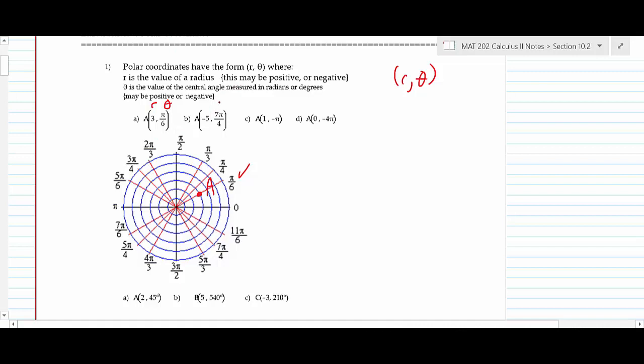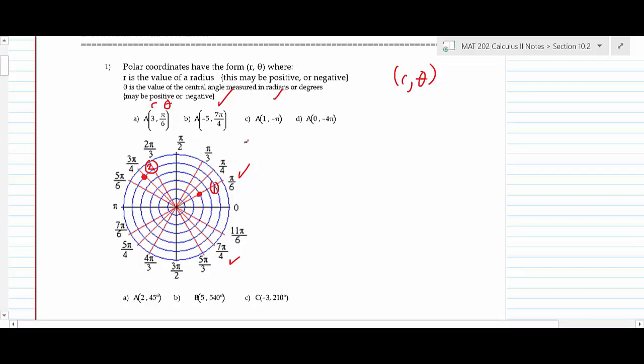Okay, the next one, 7 pi over 4, is here. Now, if it's a negative radius, you don't go towards it. Negative just means the opposite direction. So don't go that way. Go in the opposite direction, out 1, 2, 3, 4, 5. So you're going out to the 5th circle. So that's where the second point would be located right there. I'll label that as the second point, and this one is the first point. So if it's a negative radius, you just go in the opposite direction.